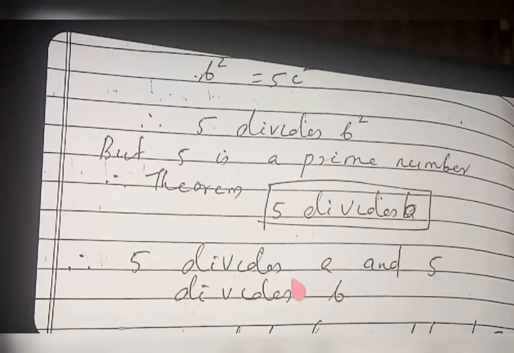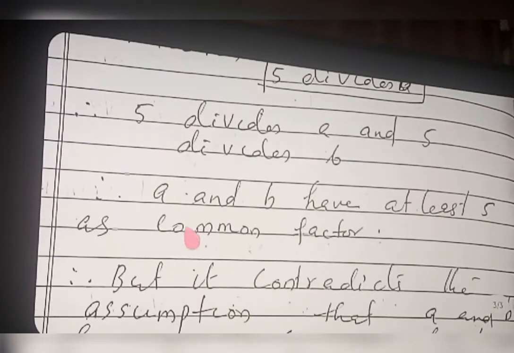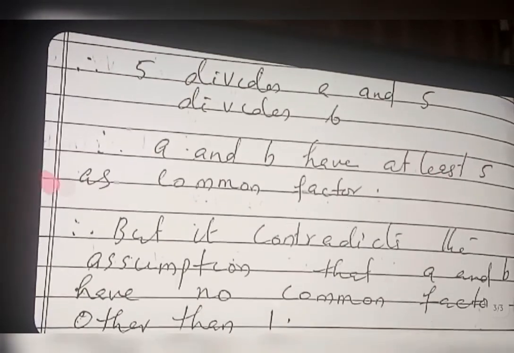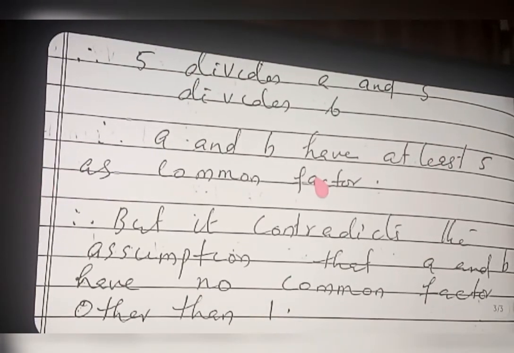What did we suppose at first? a and b are co-prime. But here what did you get? 5 is a common factor. So the meaning is that it contradicts our assumption. See here, a and b have at least 5 as a common factor. So it is a contradiction we got now. What's the contradiction? It contradicts the assumption that a and b have no common factor other than 1.